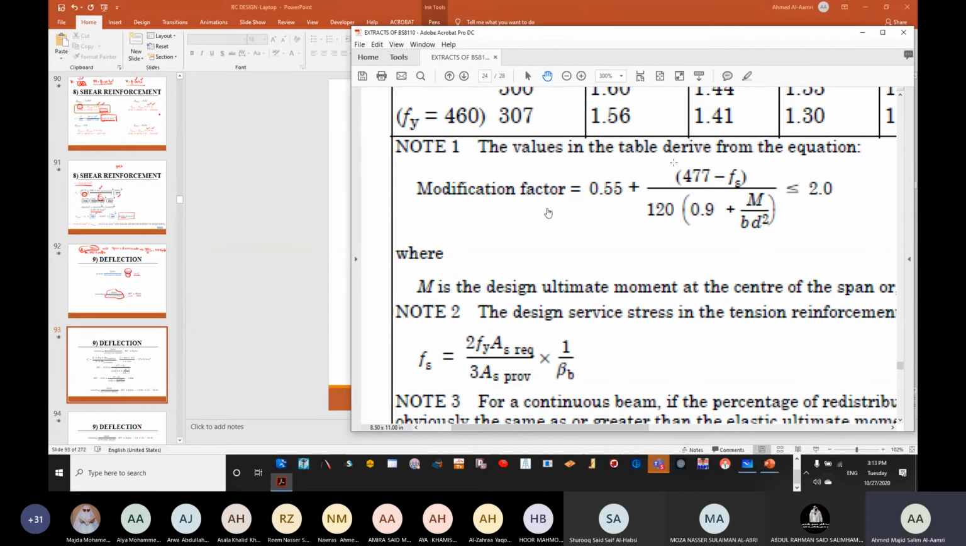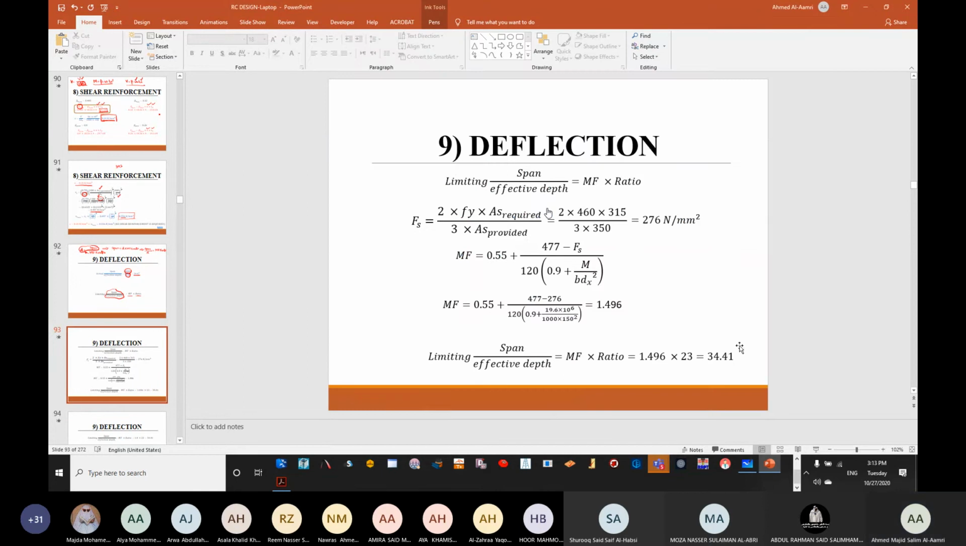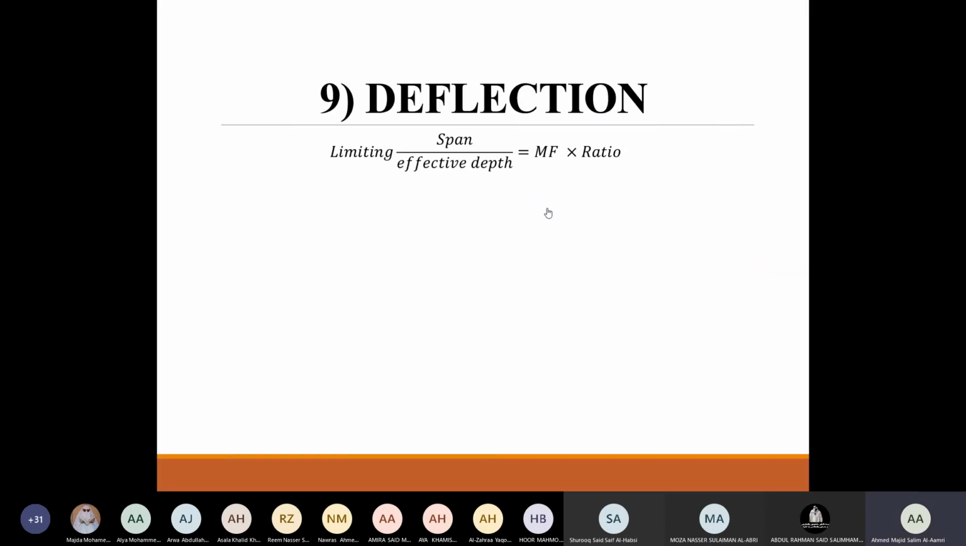Now if we go to our equation, we have 2 as required divided by 3 as provided, because in the modification factor equation there is fs that cannot be calculated, that I don't know the value of before calculating it.